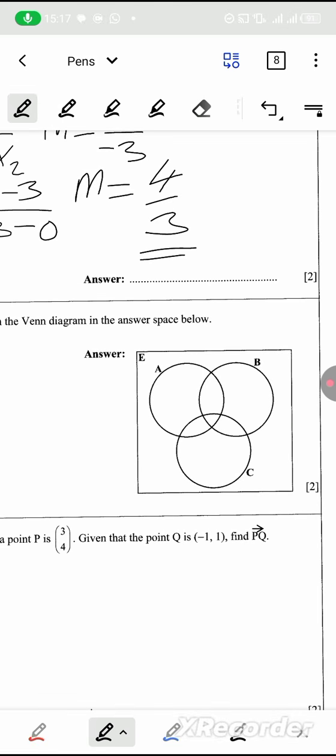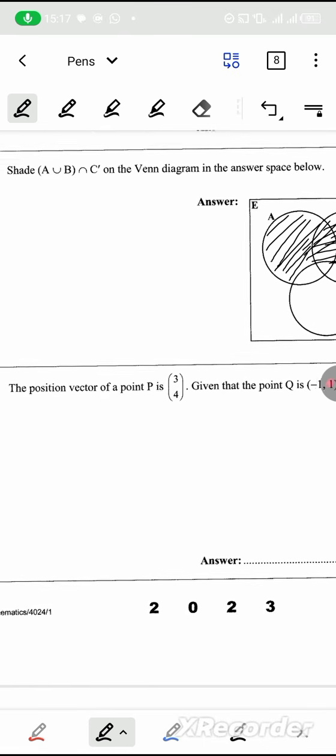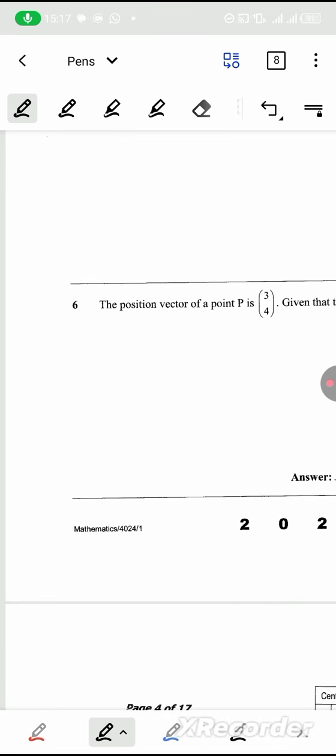So how do we shade now? We are going to shade A and B, but don't shade where C is overlapping or where C is passing. So that would be our answer. Okay, so we are done there. We have scored 2 marks. Then we go to question number 6.